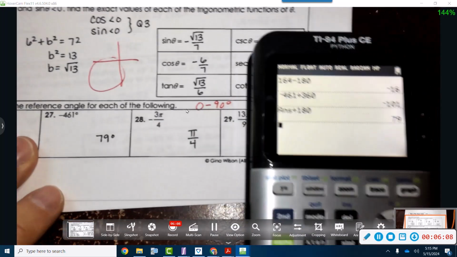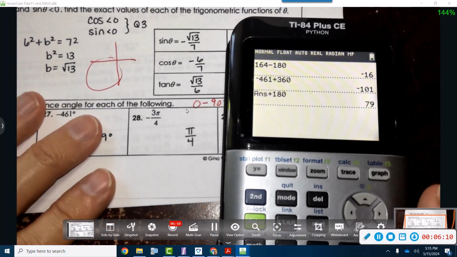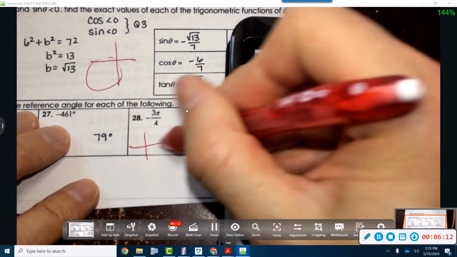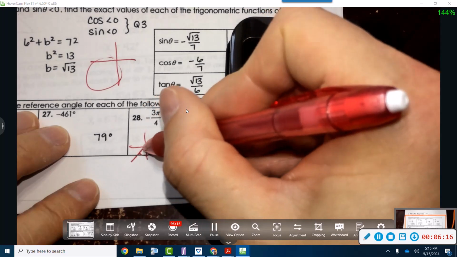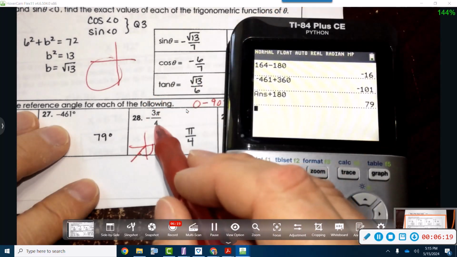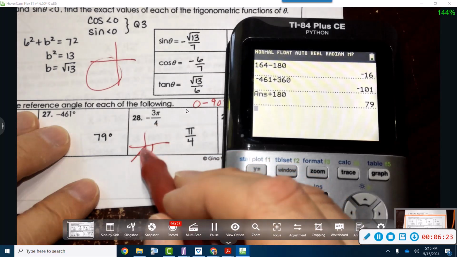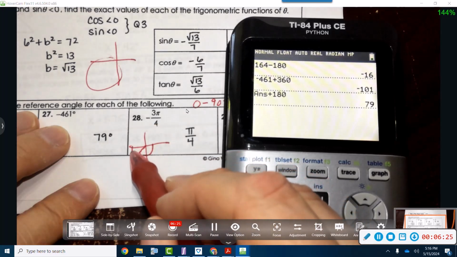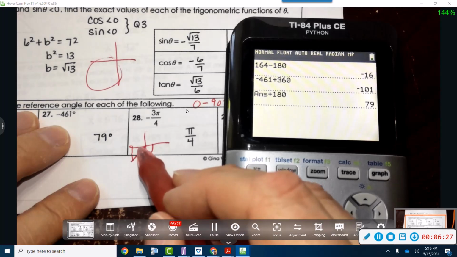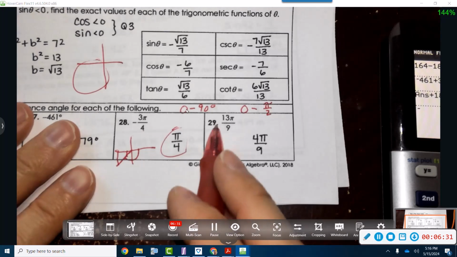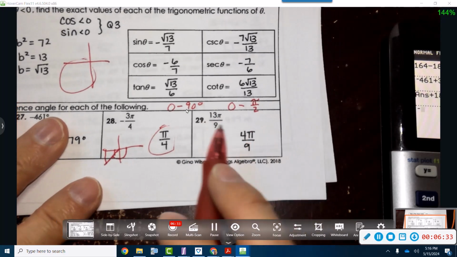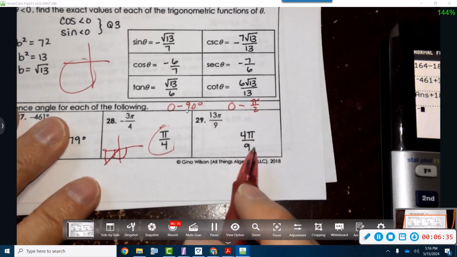Okay, negative 3 pi over 4. Where is negative 3 pi over 4? Negative 3 pi over 4 is right here. But notice it is a pi over 4 family. So what is that degree? If I were to draw a triangle here, its reference angle is actually pi over 4. Okay, this is a pi over 9 family, so our reference angle will be in ninths.